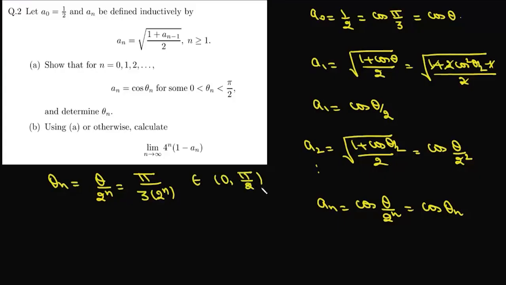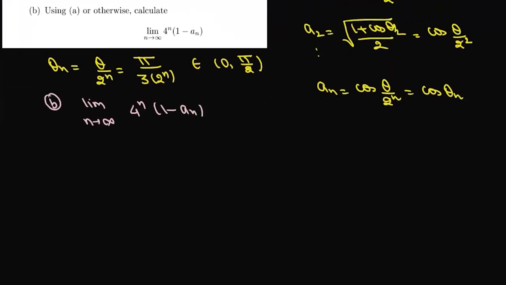So that's our first part. Now for the second part, we have to find this limit. So we need to find this limit, n tends to infinity, 4 to the power n times (1 minus an). Now this is the limit.